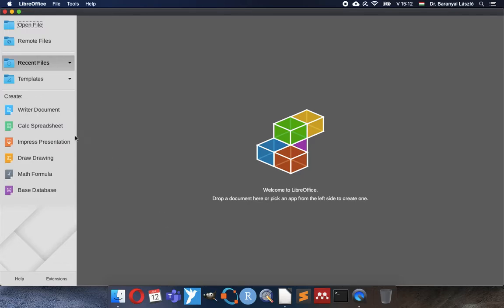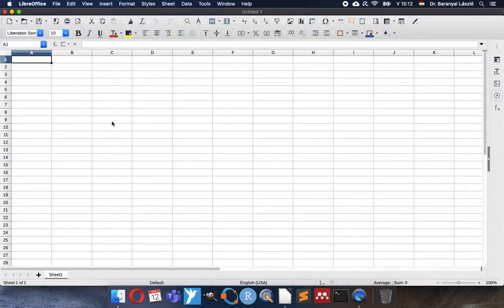Welcome to the LibreOffice tips and tricks. Today I would like to show a calculation simulation of a biochemical reaction.